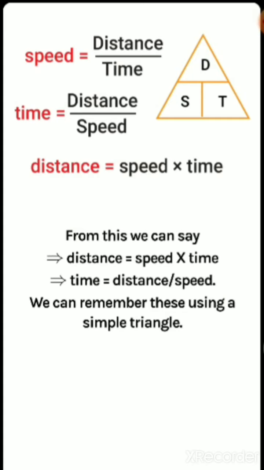So from this we can say distance is equal to speed into time, and time is equal to distance divided by speed. We can remember this by using a simple triangle. Here you can see distance, speed and time. Distance is equal to speed into time, speed is equal to distance divided by time only, and time is equal to distance divided by speed only. Accordingly, it is arranged. Okay, I hope all of you have understood this.